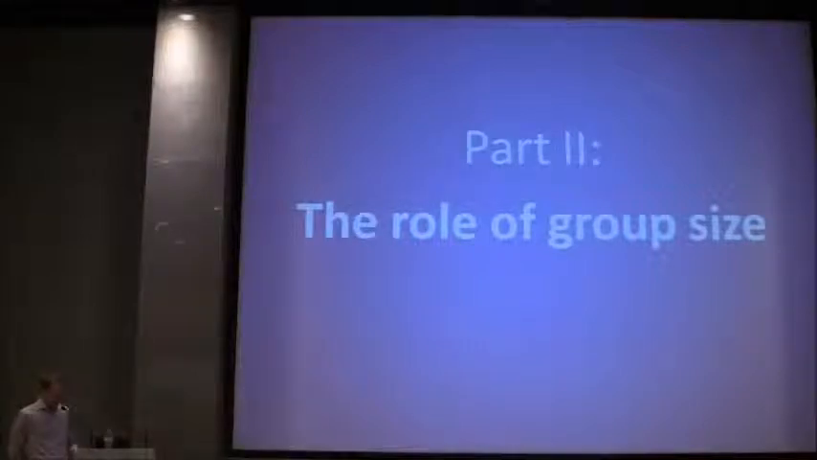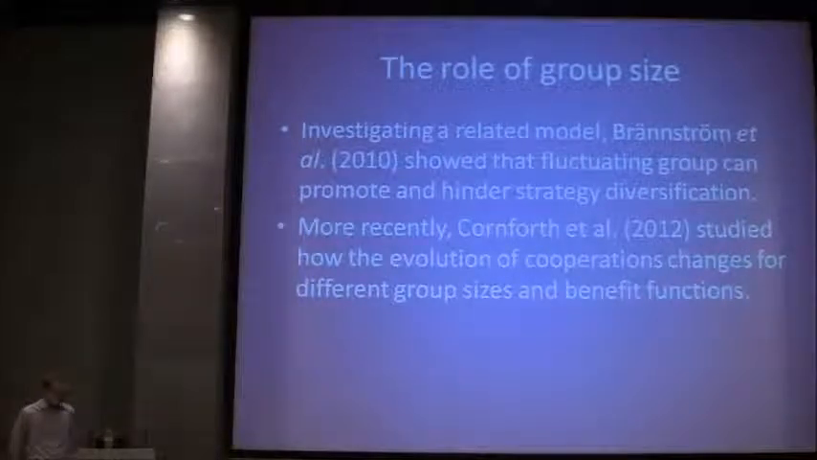Right, so that brings us to the second part, the role of group size. In 2010, Ulf Dieckmann, Claus and I looked at what would happen if we had fluctuations in group size. And we found in particular that this could either make it more likely that the population diversifies its strategy, or make it less likely. We also find conditions under which the total contribution increases or decreases.